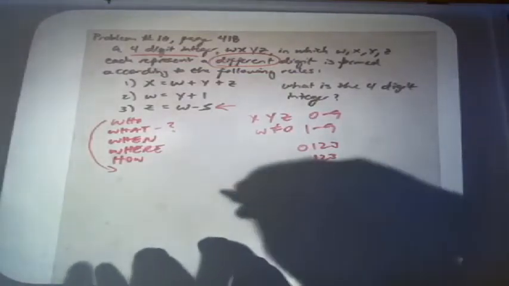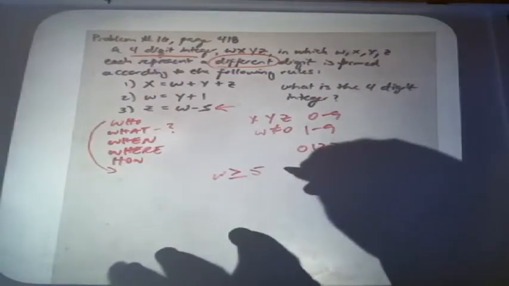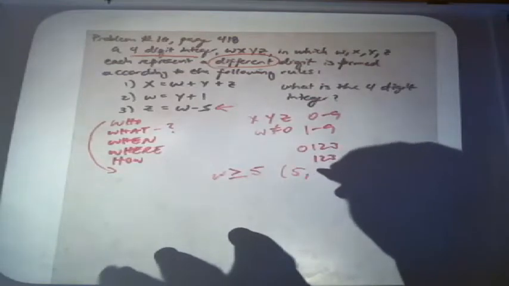And the reason this equation is a good one to start with is because we know, based on this one equation, that W has to be greater than or equal to 5. Now, how do I know that? Well, if W was less than 5, that would make Z a negative number, which we know can't happen. Z has to be positive. Therefore, W has to be greater than or equal to 5. So that's a really good place to start because it means W is between 5 and 9.